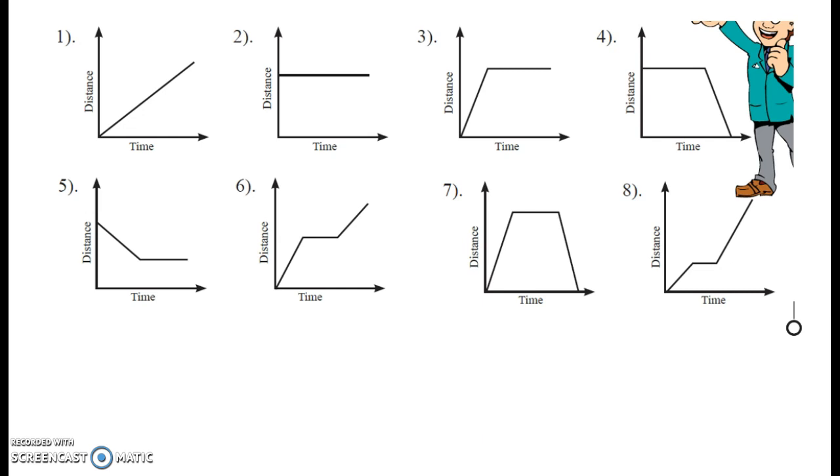So number 3 is looking a little bit different. What's happened is they were going on for a set amount of time at a constant distance, and then they stopped and they didn't carry on going again. I'd like you to think about 4 and 5. I think they're quite similar to 3. Number 6 is a little bit different.